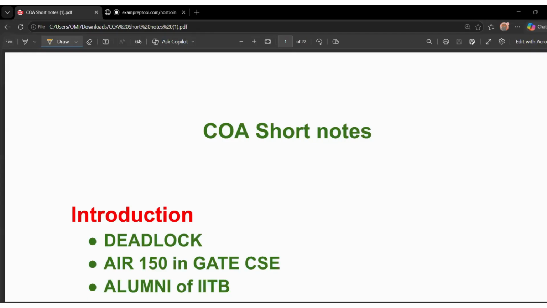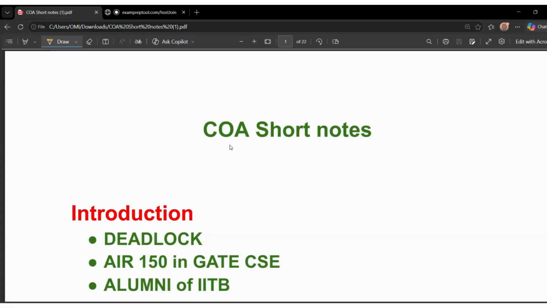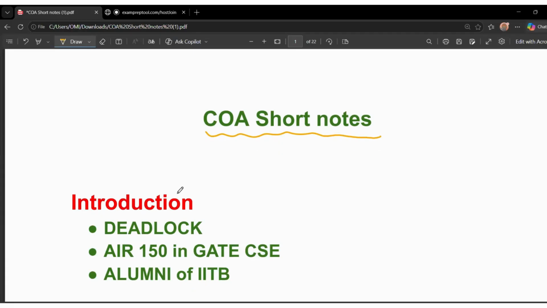I welcome all of you to today's session, which is CEO Computer Architecture Short Notes, in which I will be discussing all the important formulas, important definitions, and everything regarding the subject computer architecture.